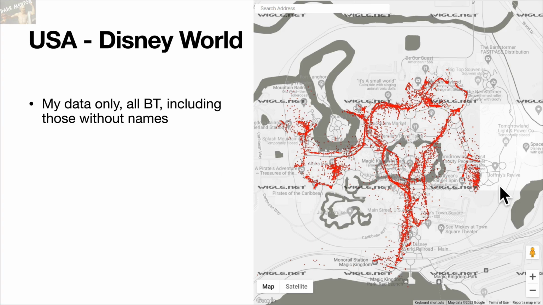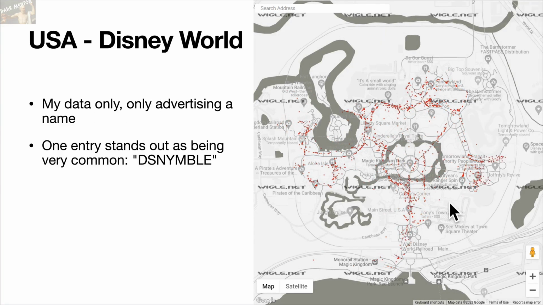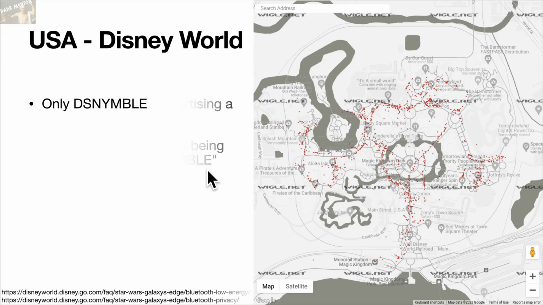So this is all of my data only. Wiggle lets you sort it down to show only devices that you were the first to see. This is just my data, and this is all Bluetooth devices, including devices that don't have names. If I filter that down to only devices with names, I see quite a few less, but when I look at those names, I see one recurring thing that appears a lot, something called Disney MagicBand. If I filter it down to that, you can see that almost all of the data was Disney MagicBand.